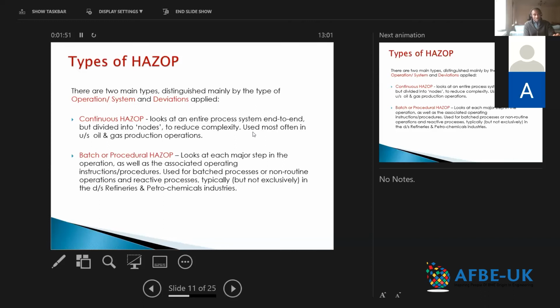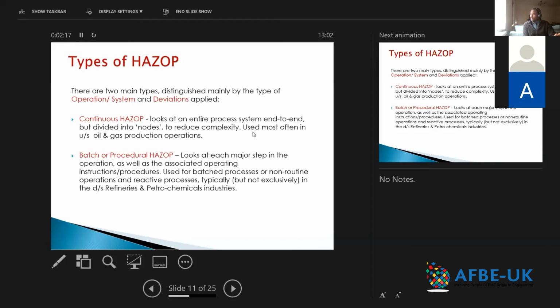When we talk later about the HAZOP and do the exercises, the focus is mostly on the continuous HAZOP because those are the more standard ones. But by no means, if you've got any questions or observations, I'm happy to talk about the procedural HAZOP because I've done quite a few of those as well.